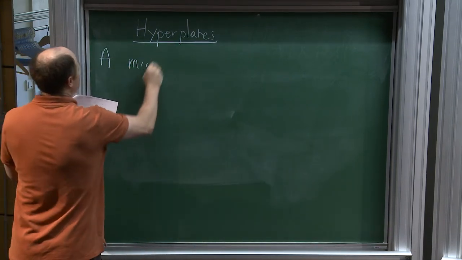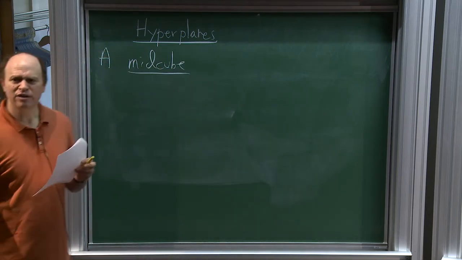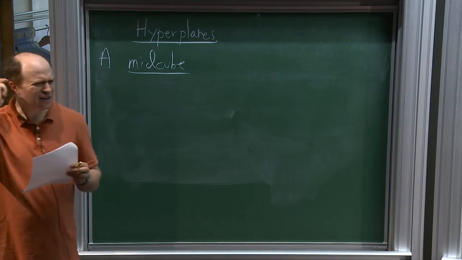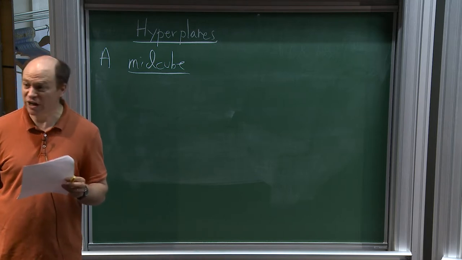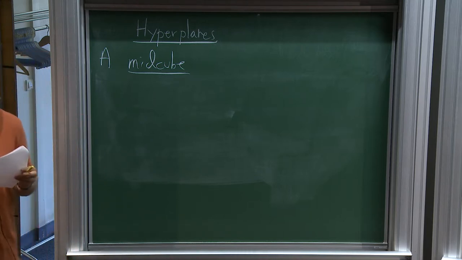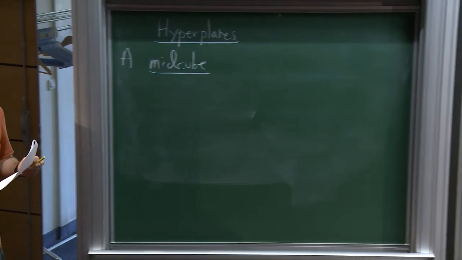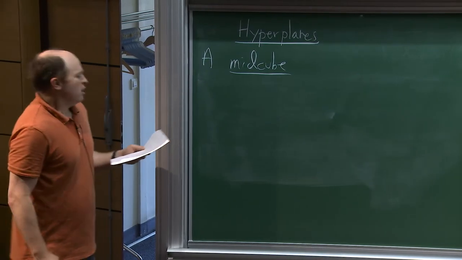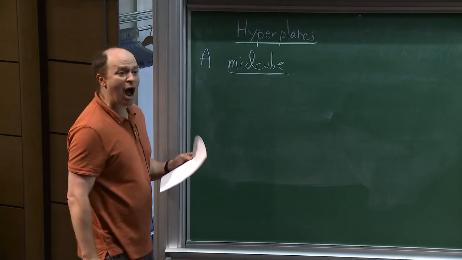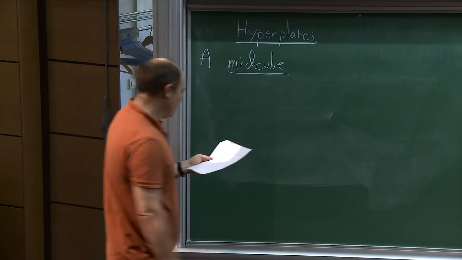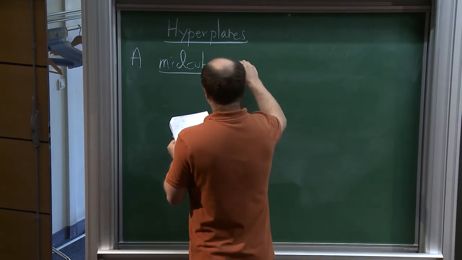A mid-cube. So now I'm going to, I apologetically told you that we're not going to care so much about the CAT(0) metric, even though we're going to be interested in CAT(0) cube complexes, right? And I said we're going to move towards a more combinatorial way of thinking about things. The objects that it turns out we're going to care about are hyperplanes. I'm going to start by defining them.